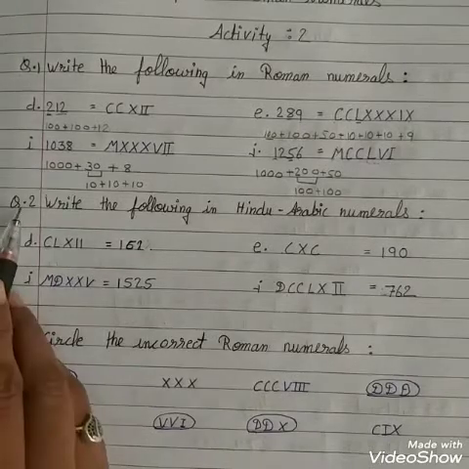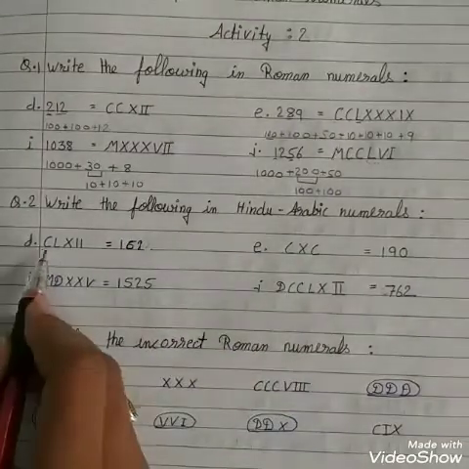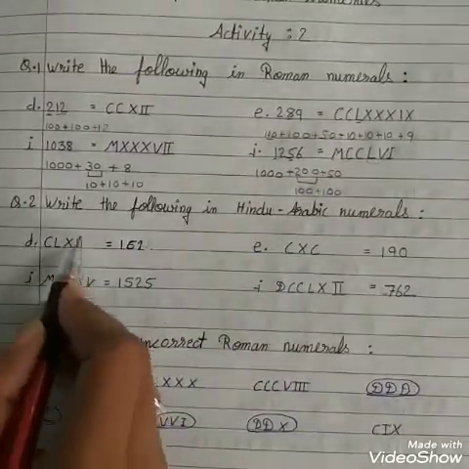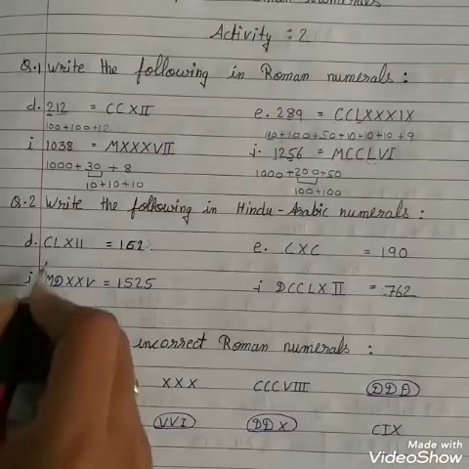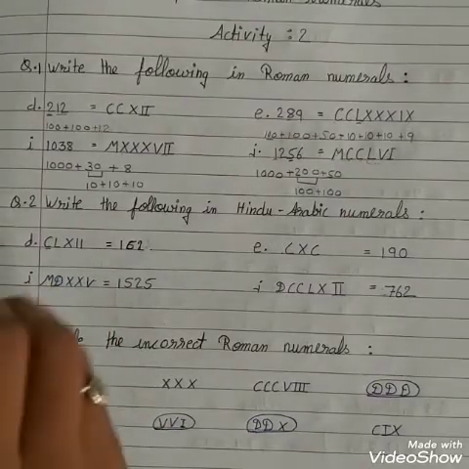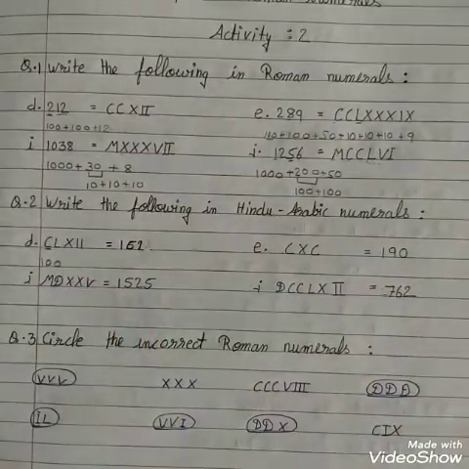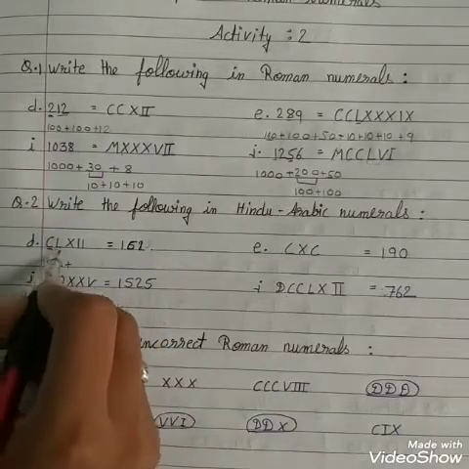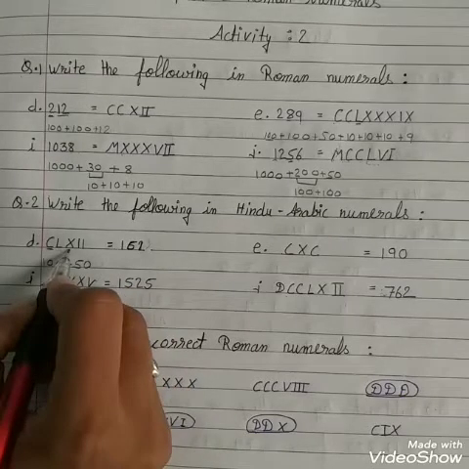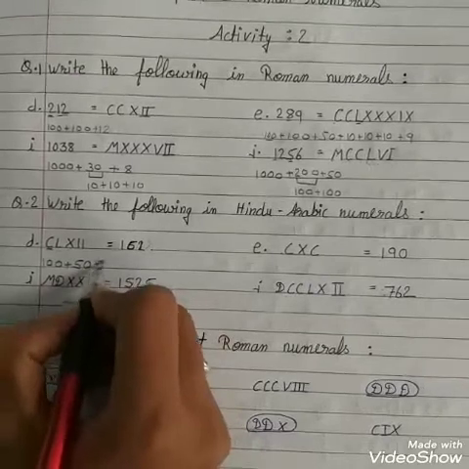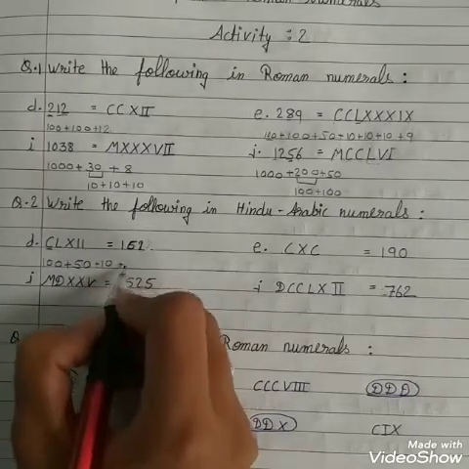Now we have question 2. Question 2 is write the following in Hindu-Arabic numerals. We have them in Roman numerals and we have to write them in Hindu-Arabic numbers. So students, let's start. We have capital C. We know what we write in Hindu-Arabic numbers. Yes, right, we write 100. Now next L. L means 50. Next we have X. X means 10, and we have two more. That means 2.